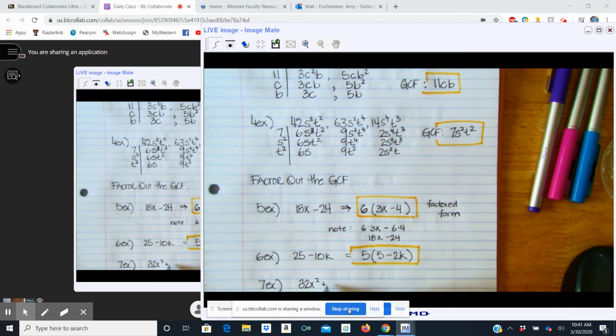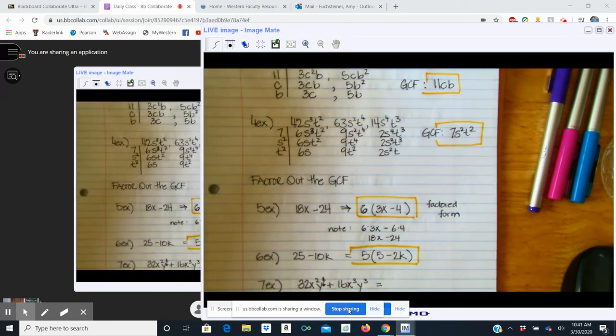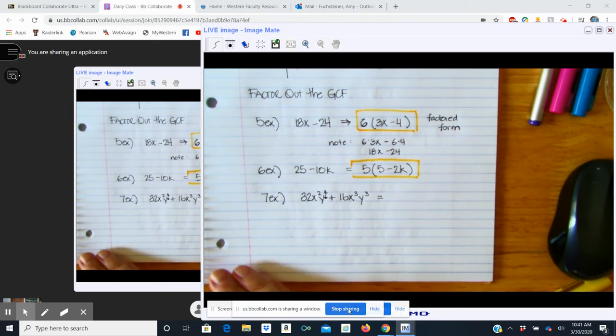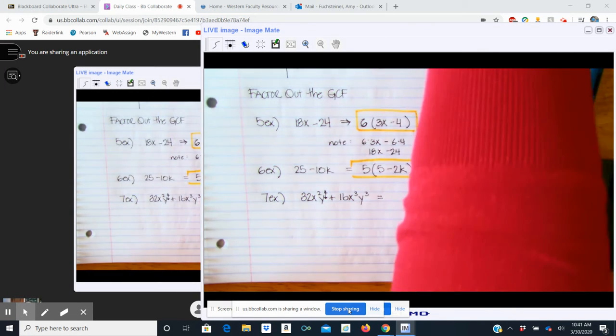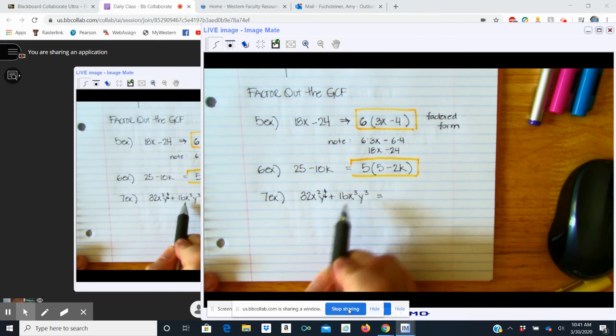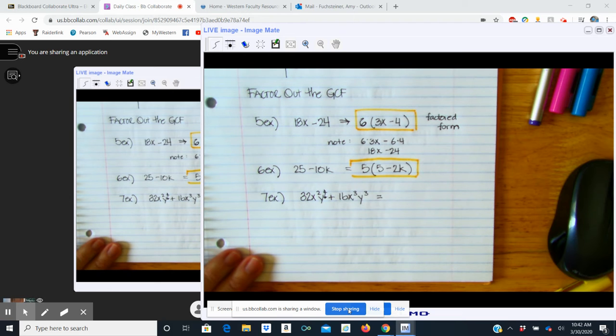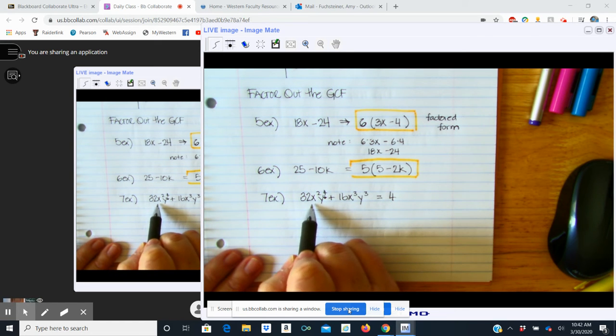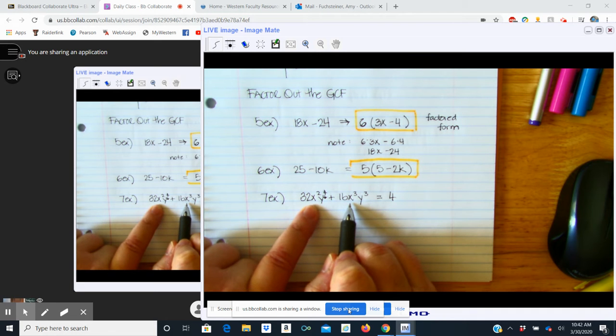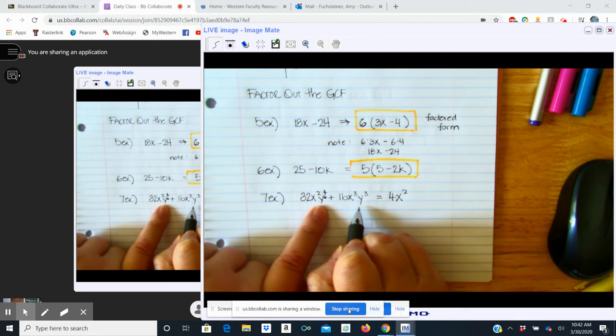32x squared y to the 4th plus 16x to the 3rd y to the 3rd. My coefficients are a 32 and a 16. What could I pull out there? Okay. What else? Let's look at the x's then. And then we'll look at the y's.